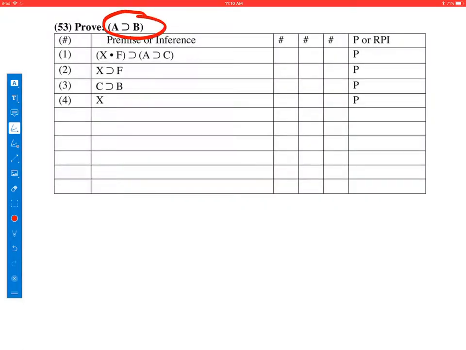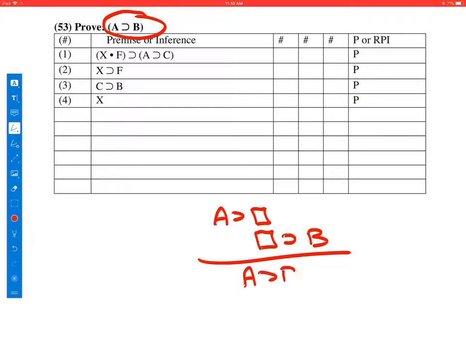Okay, here we go. On this problem, we need to prove A then B. I look around for the conditional A then B, and I don't see it. I don't see its opposite in antecedent. So my trick for getting a conditional that I don't have is to find two pieces like this, the antecedent then something, something then the consequent that I'm after, and then I can put them together by hypothetical syllogism.